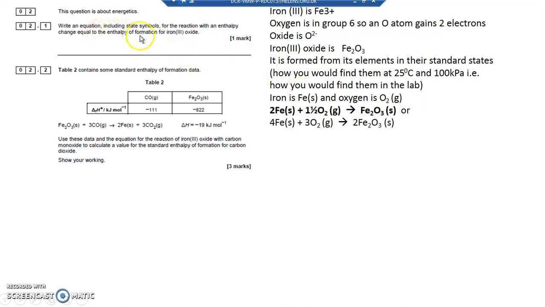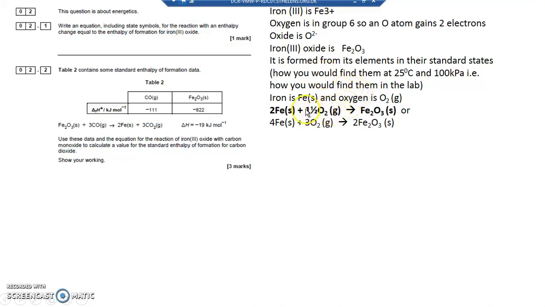The next clue is that it's enthalpy of formation. So formation is to make 1 mole of it. So I've got to make 1 mole of this. It's a solid, and it's got to be formed from elements as you'd find them in the laboratory, so in their standard states. So enthalpy of formation to make 1 mole of this from elements in their standard state.